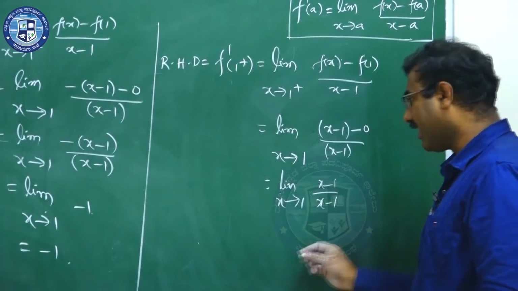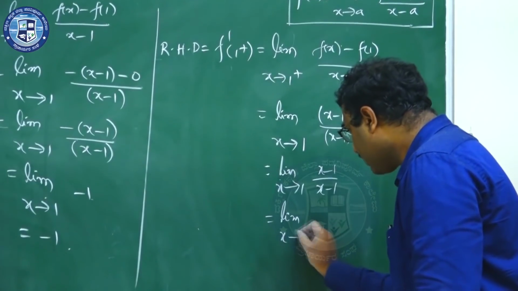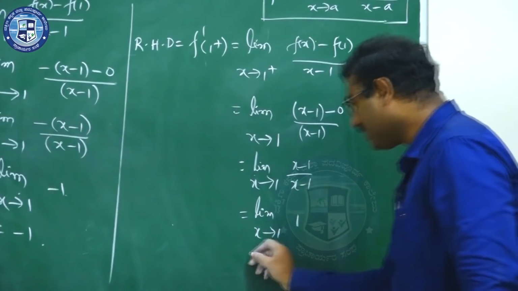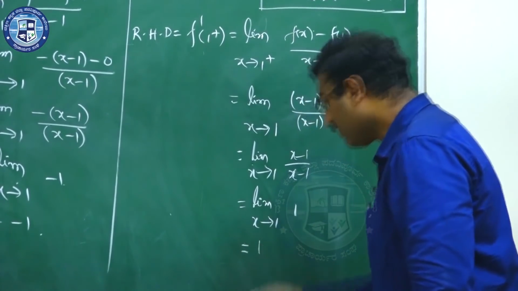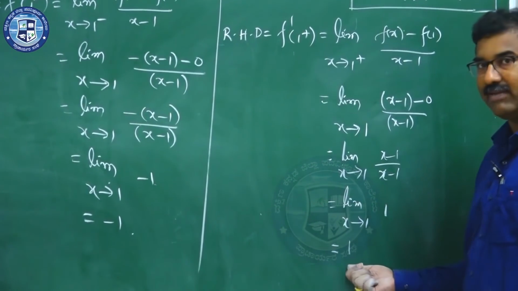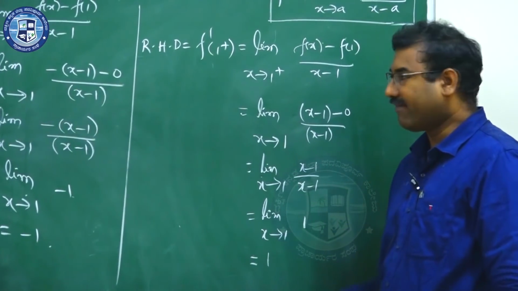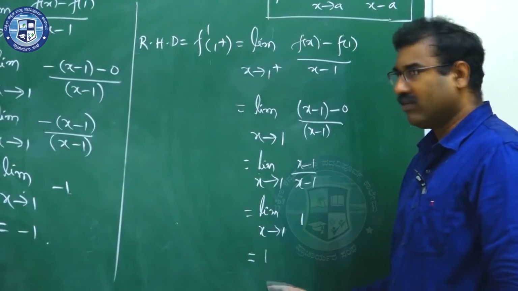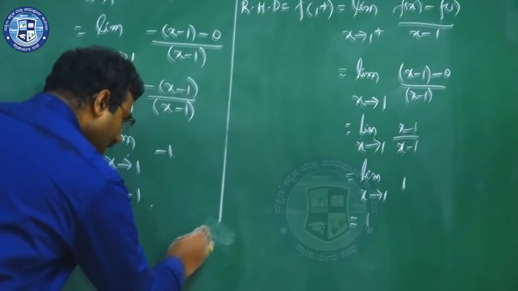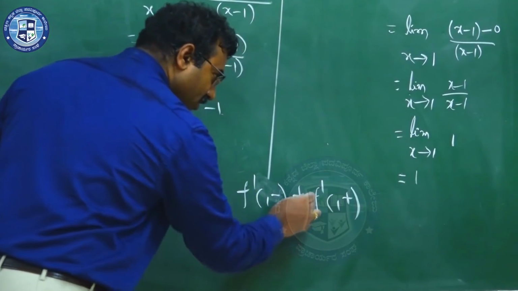Both get cancelled, you are getting 1 here. So, limit x tends to 1 you are getting... Okay. So, that means limit of a constant is again constant. So, see that left hand derivative you got minus 1 and right hand derivative we got plus 1. So, left hand derivative is not same as right hand derivative. f dash of 1 minus is not equal to f dash of 1 plus. So, we will write f dash of 1 minus is not equal to f dash of 1 plus.